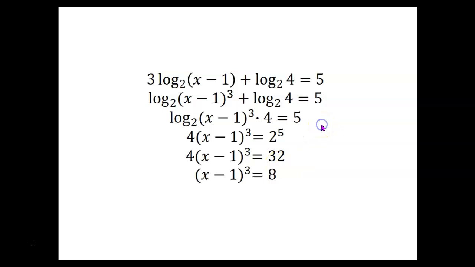Divide both sides by 4, and you get (x minus 1) to the 3rd power equals 8. We can undo this 3rd power by taking cube roots. X minus 1 would be the cube root of 8, which would be 2. And finally, x is 3.